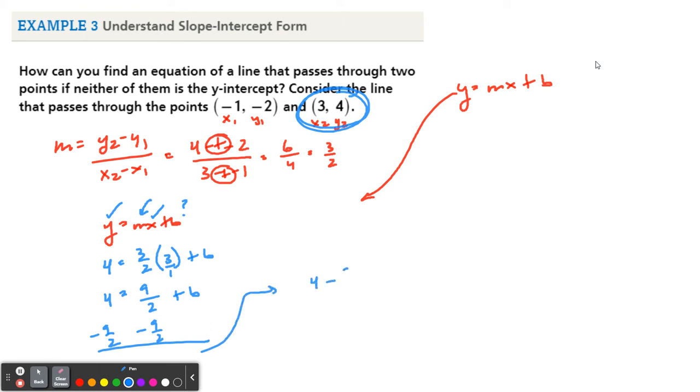So what is 4 minus 9 halves? Well, 4 is 4 over 1. The common denominator is 2. Multiply 4 over 1 by 2 on top and bottom. That becomes 8 over 2 minus 9 over 2. Subtract the tops. 8 minus 9 is -1. The 2 stays the same. And this, my friends, is your b value. So b equals -1 half, right? Your b value. So your slope-intercept form equation should be y equals mx, so that's 3 halves x, and then plus b. But your b is negative, so it's -1 half.